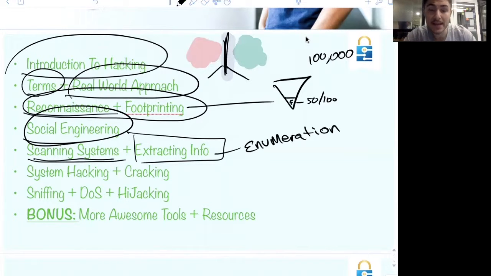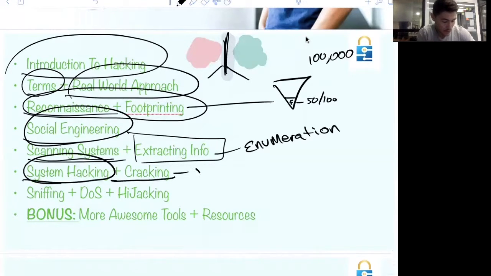And most up-to-date, I guess, security vendors or security products will detect us scanning the network. So how do we basically bypass that and do it in stealth mode, which we're going to cover as well in this series. We're going to take a look at system hacking and cracking passwords.